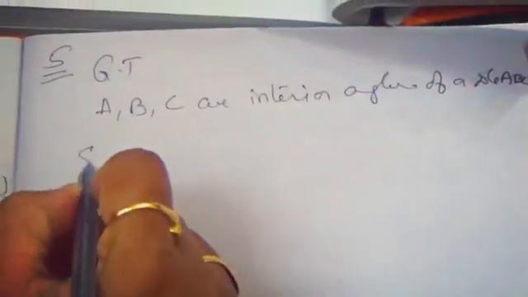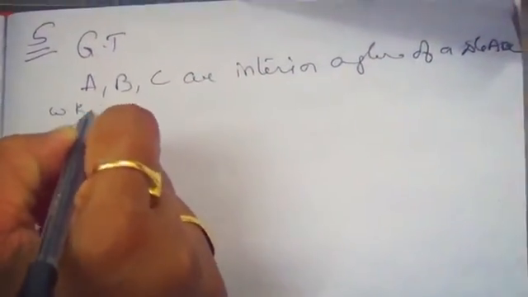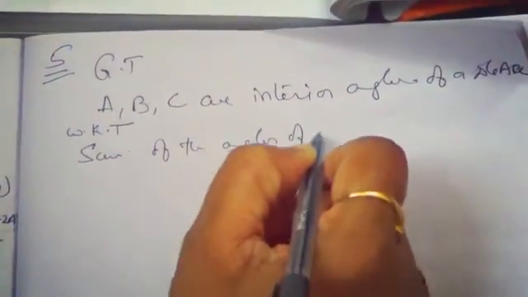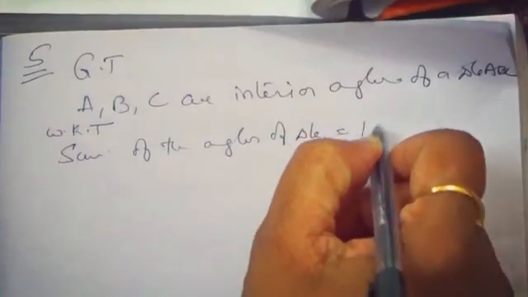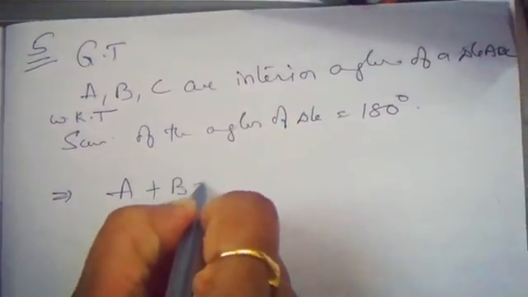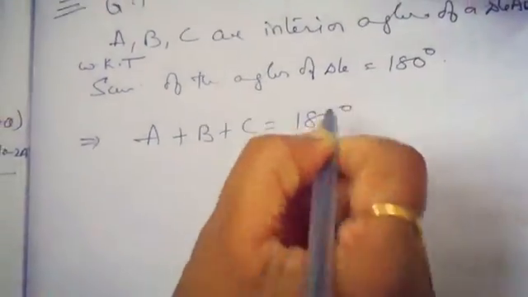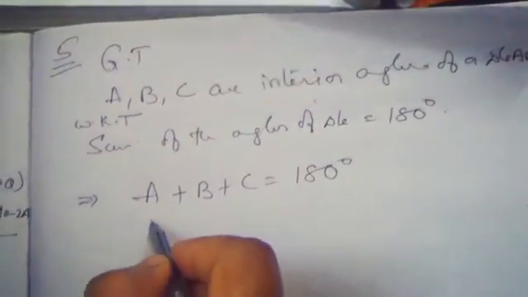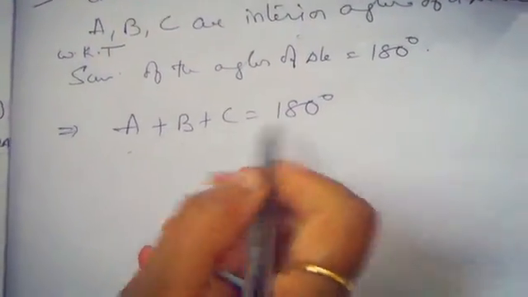So we know that the sum of the angles of a triangle is equal to 180 degrees. That implies A plus B plus C is equal to 180 degrees. Why? Because A, B, C are the interior angles of a triangle. Hence angle A plus angle B plus angle C is equal to 180 degrees.